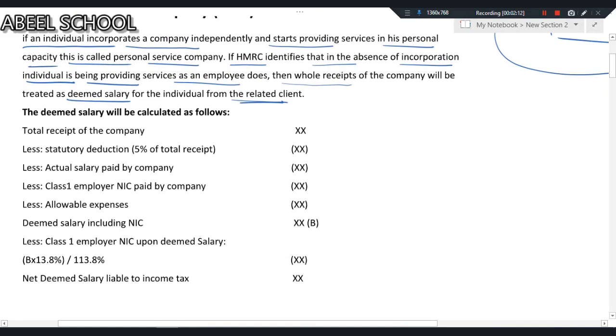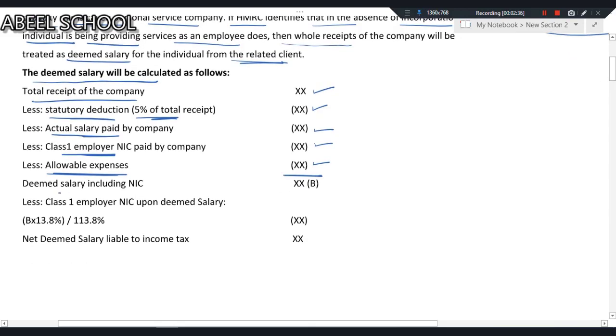What is the format of calculating deemed salary? The deemed salary will be calculated. The total receipt of the company, for example, X Limited has received, less statutory deduction, which is 5% of the receipts, less actual salary paid by the company, less class 1 employer NIC paid, less any allowable expenses. Then we get deemed salary including NIC. Class 1 employer NIC upon deemed salary: we'll take this deemed salary, multiply by 13.8 divided by 113.8. After deducting this class 1 employer NIC upon the deemed salary, you will get deemed salary liable to income tax.